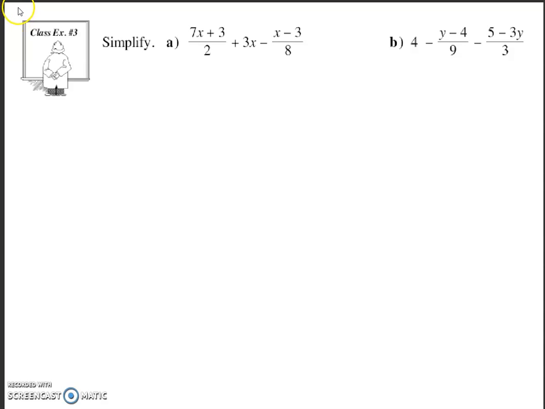Let's take a look at page 386, example number 3, and I'll go over example 3a. So what do we notice here is that we have three fractions that we need to combine. This middle one is over 1. So I'm going to rewrite this so that it is 7x plus 3. I like to put my brackets so that I know that I'm distributing anything over the binomial. 3x, and then same thing here.